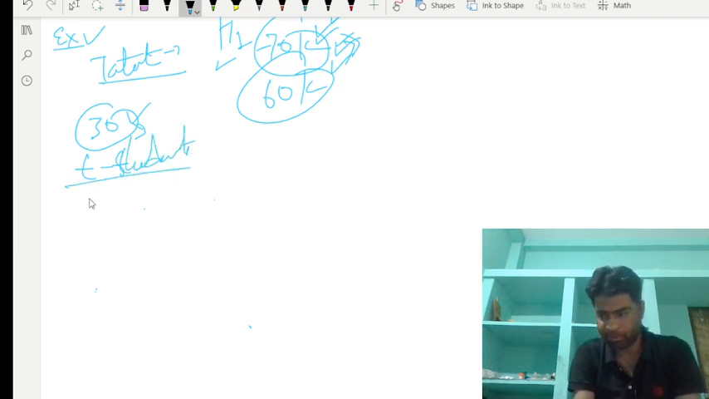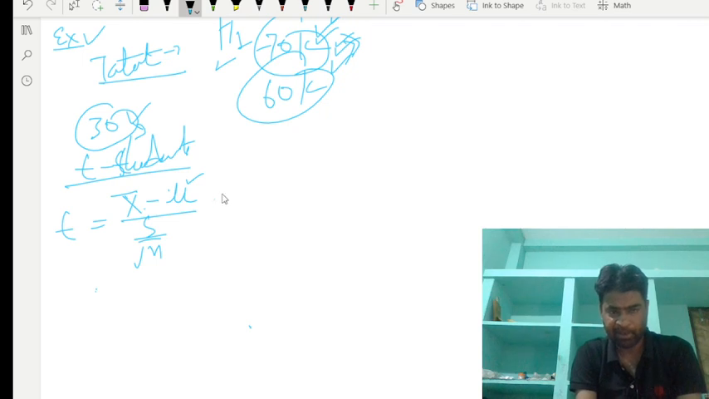The formula of the student test is T is equal to x bar minus mu, upon s upon under root n. Here x bar is the mean of the sample, mu is the hypothesized mean or population parameter, S is the standard deviation and n is the size of the sample. So for going to the t-test, we need to have all these variables in our study.